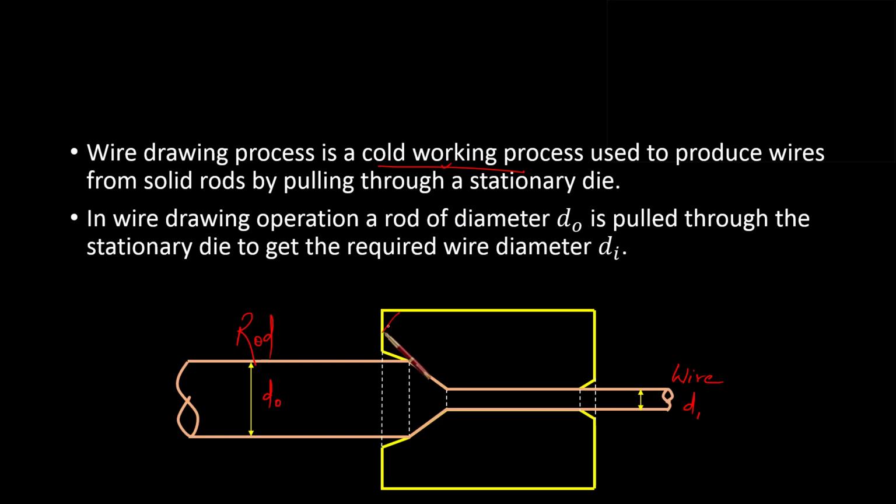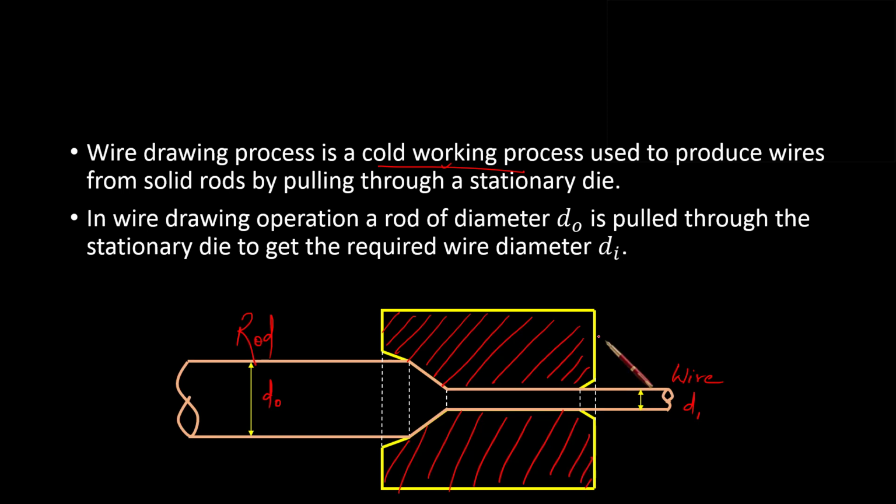Here we use generally stationary dies. As we have seen in the rolling operation, we used rollers; here we are going to use dies. They are made of very hard materials, right? The surface of this one is very hard. Through this die a portion of the metal is pulled out, right? When it is pulled out, the rod gets deformed and we get the wire. So this is how things are done.